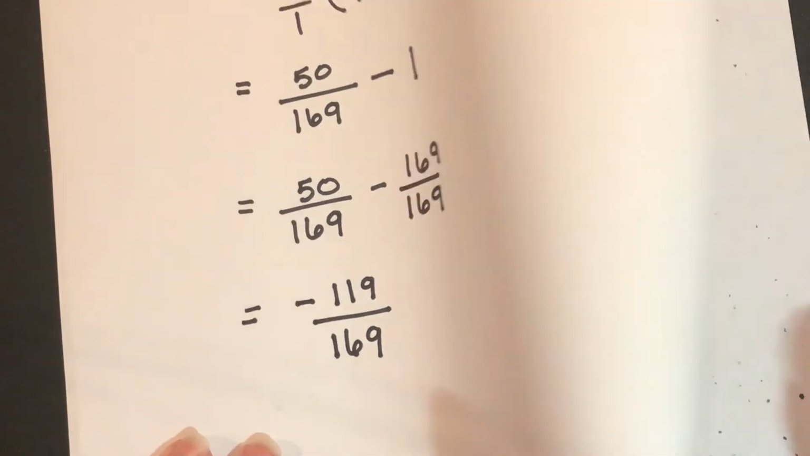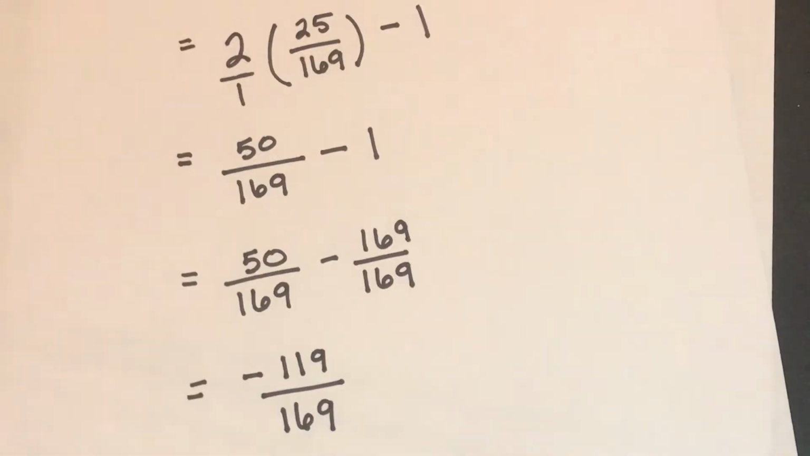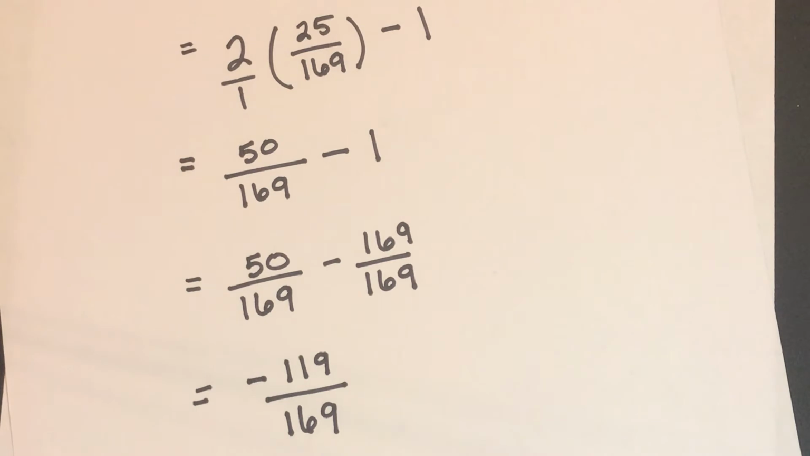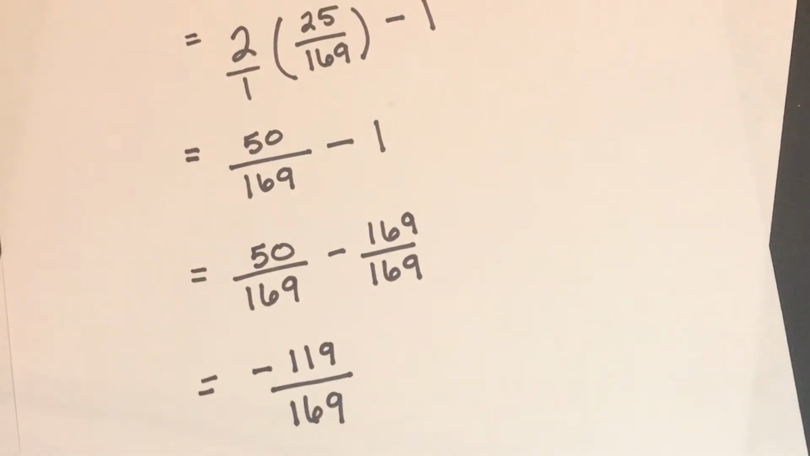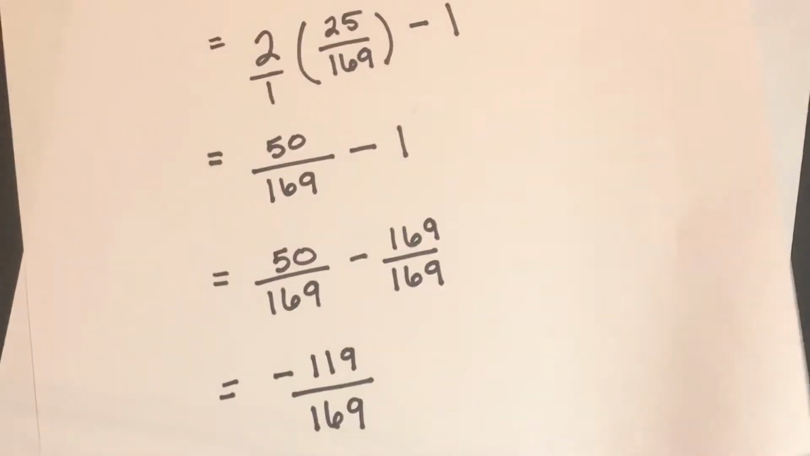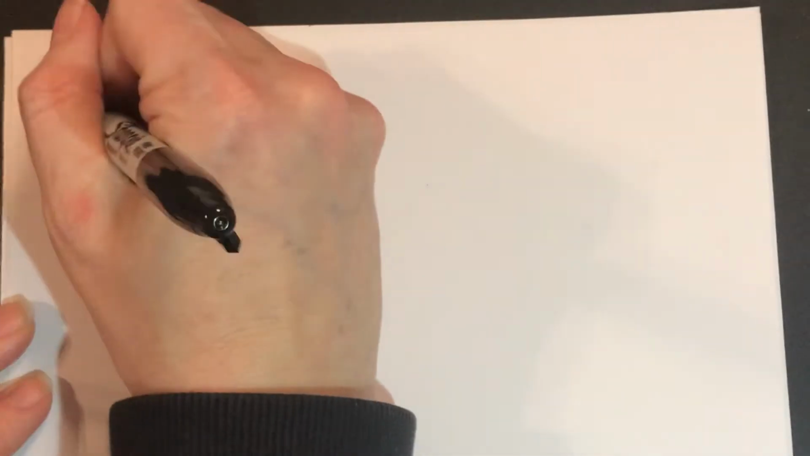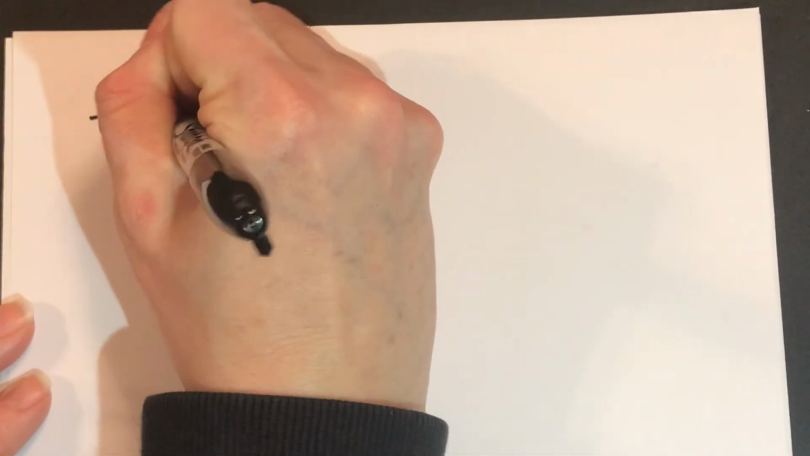One last one, and this video is over. Oh no, I've run out of paper. Tangent. Why does tangent always have to be more tricky in every single thing? Okay, so tangent 2 theta.